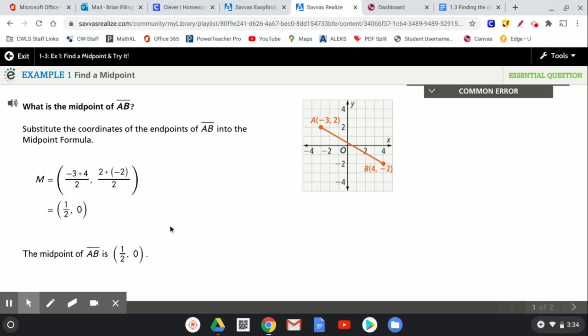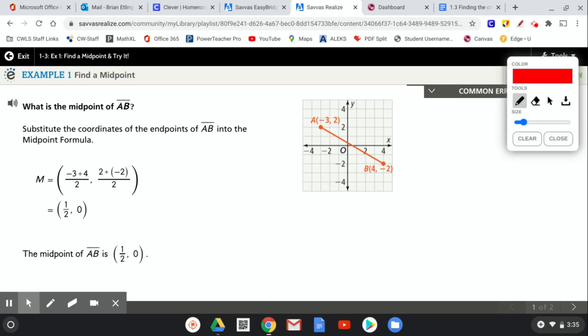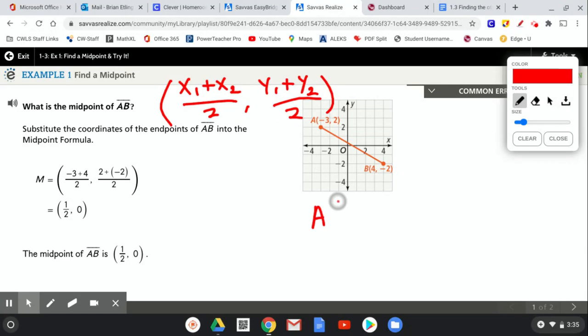All right. So they have the solution here, and I kind of just want to explain things a little bit further. So hopefully you guys have written down the midpoint formula from our last slide. If you haven't, it's going to be x1 plus x2 divided by 2 and y1 plus y2 divided by 2. Okay. Now we have our two coordinates A and B. Okay. So if you notice, A is at -3, 2, and B is at 4, -2, okay?